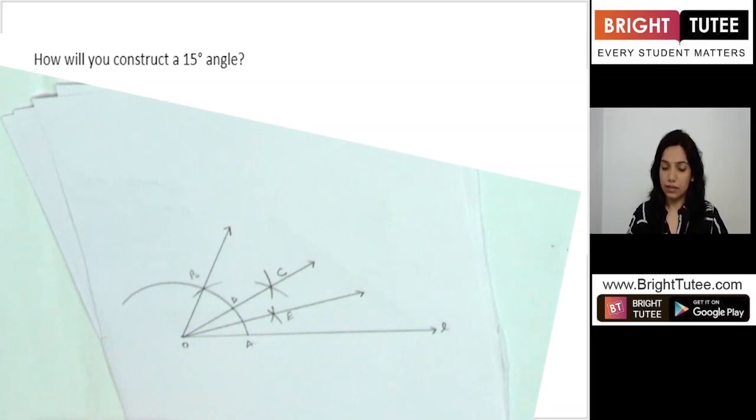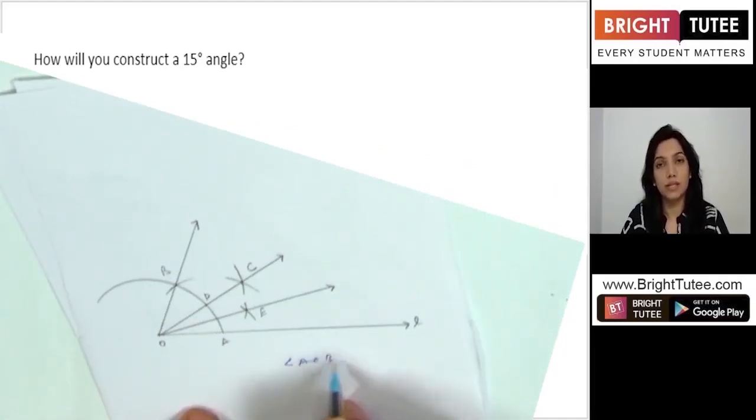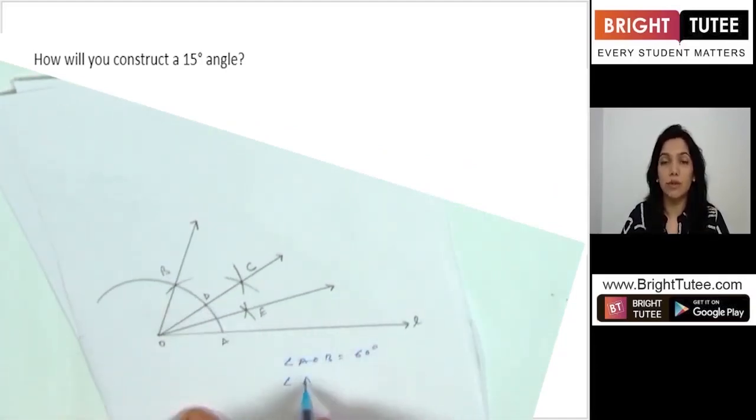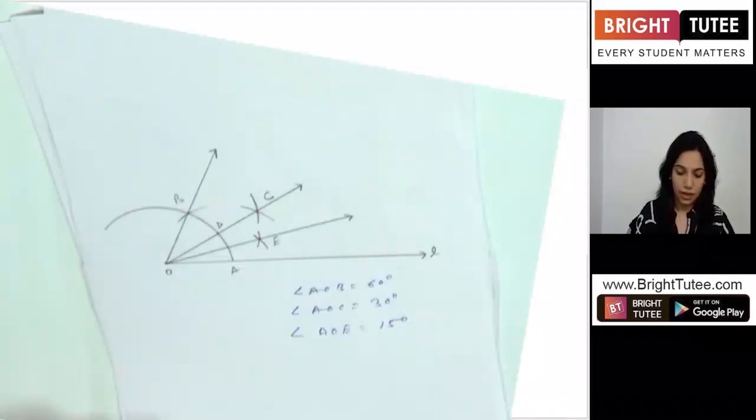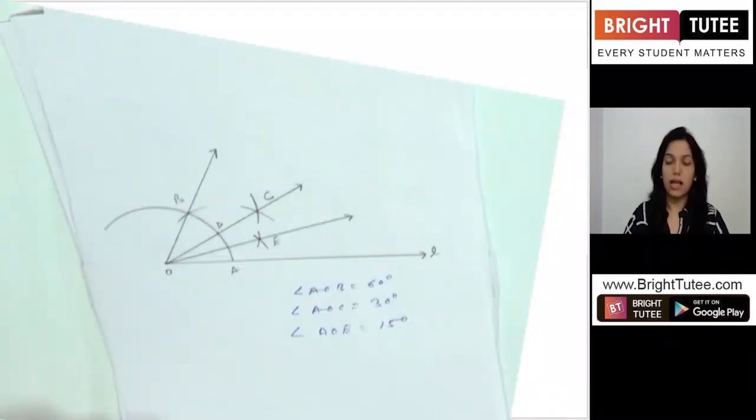I hope this is clear how we have made this particular angle of 15 degrees by first drawing 60 degrees, then bisecting it, we got 30 degrees. Then we further bisected 30 in order to get 15 degrees, right? Now, this is how a clean image of 15 degrees will look if you are using the ruler, compass, everything. So this is a 15 degree angle by bisecting 60 and then 30 again.